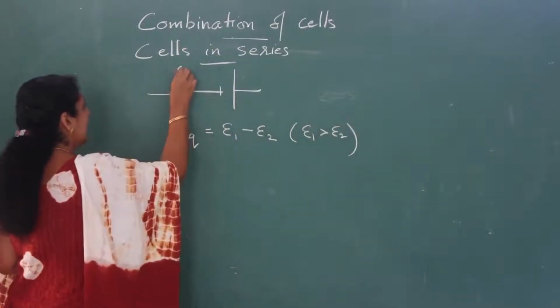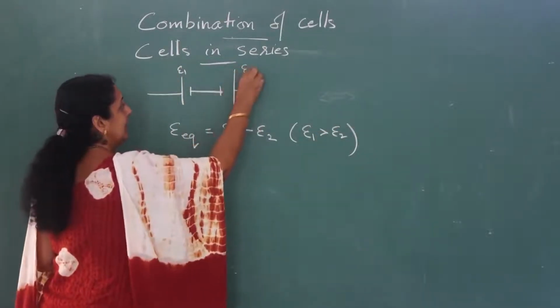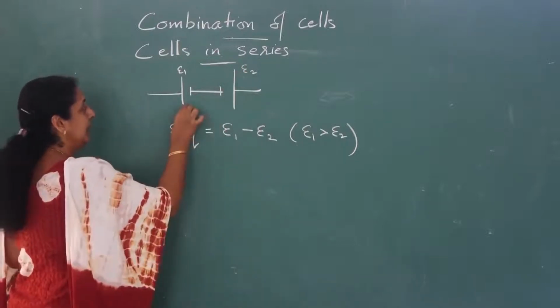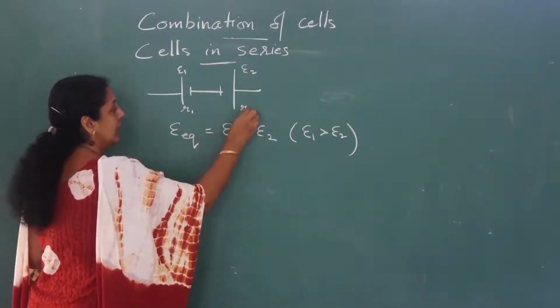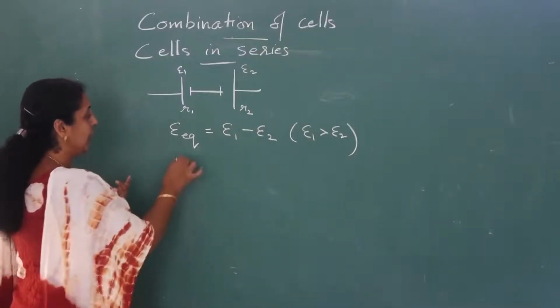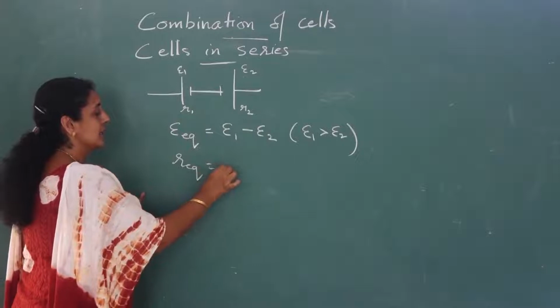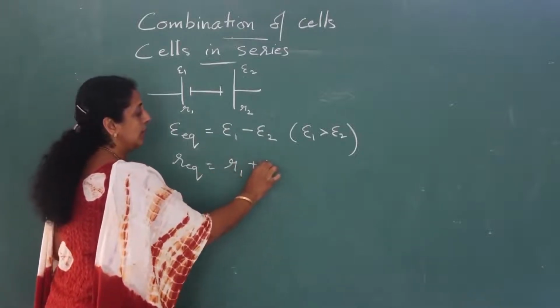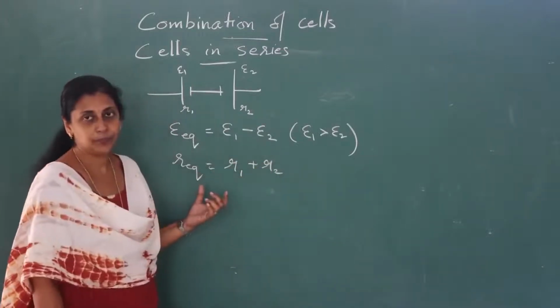The first cell has a name of E1, the second cell a name of E2, and the internal resistance of the first cell is R1 and that of the second cell is R2. The equivalent internal resistance will be equal to R1 plus R2.